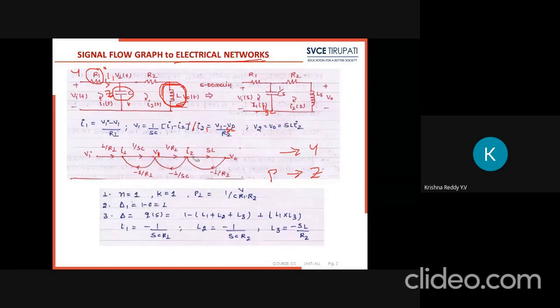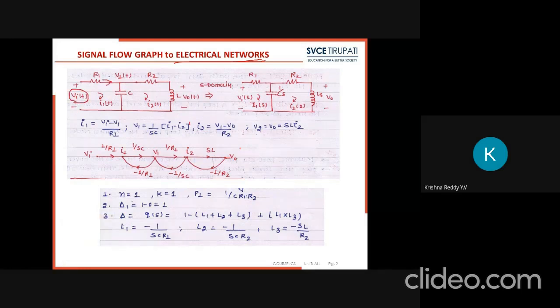After drawing the signal flow graph for the given electrical network, you can calculate the signal transfer function easily. In order to draw the signal flow graph, first of all, identify what the elements are and what the variables are. Here, the first variable is the input Vi.